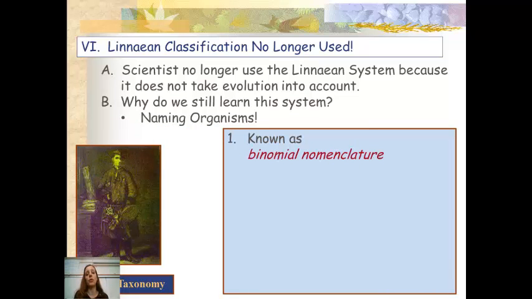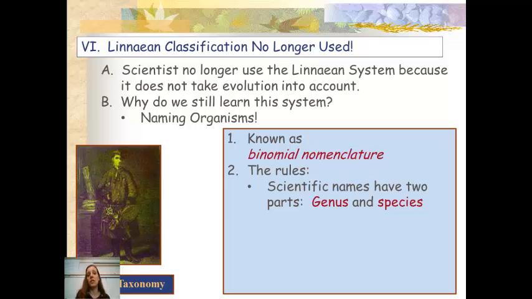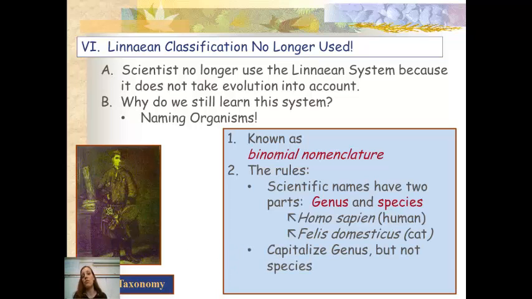And this naming process is what we know as binomial nomenclature. These are the rules for naming an organism. It has to have two parts, a genus and a species. For instance, Homo sapiens. Homo is the genus, sapiens is the species. Felis domesticus is cat. Felis is the genus, domesticus is the species.